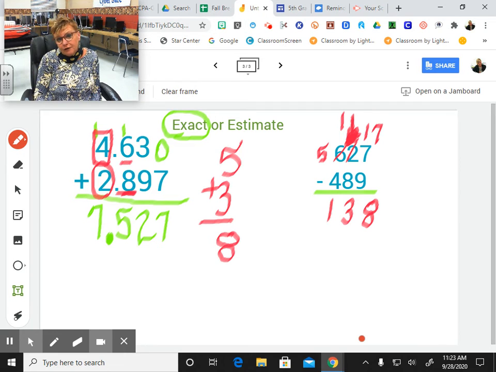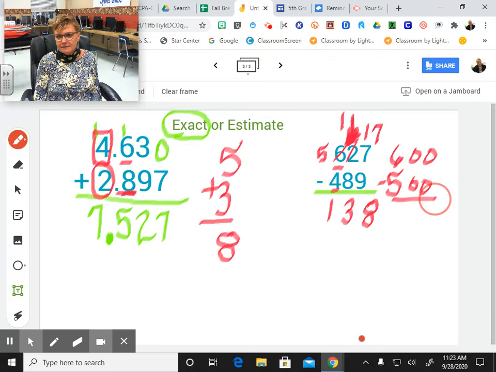Now, what if I was going to estimate? Well, it's according to how you're going to round it. Maybe you need to know rounded to the nearest 100. If so, look next door. That's a 2. So we're going to stick with 600. Look next door. That's an 8. Oh, bump her up. 500. When I subtract my estimates, I get 100. It's about 100.